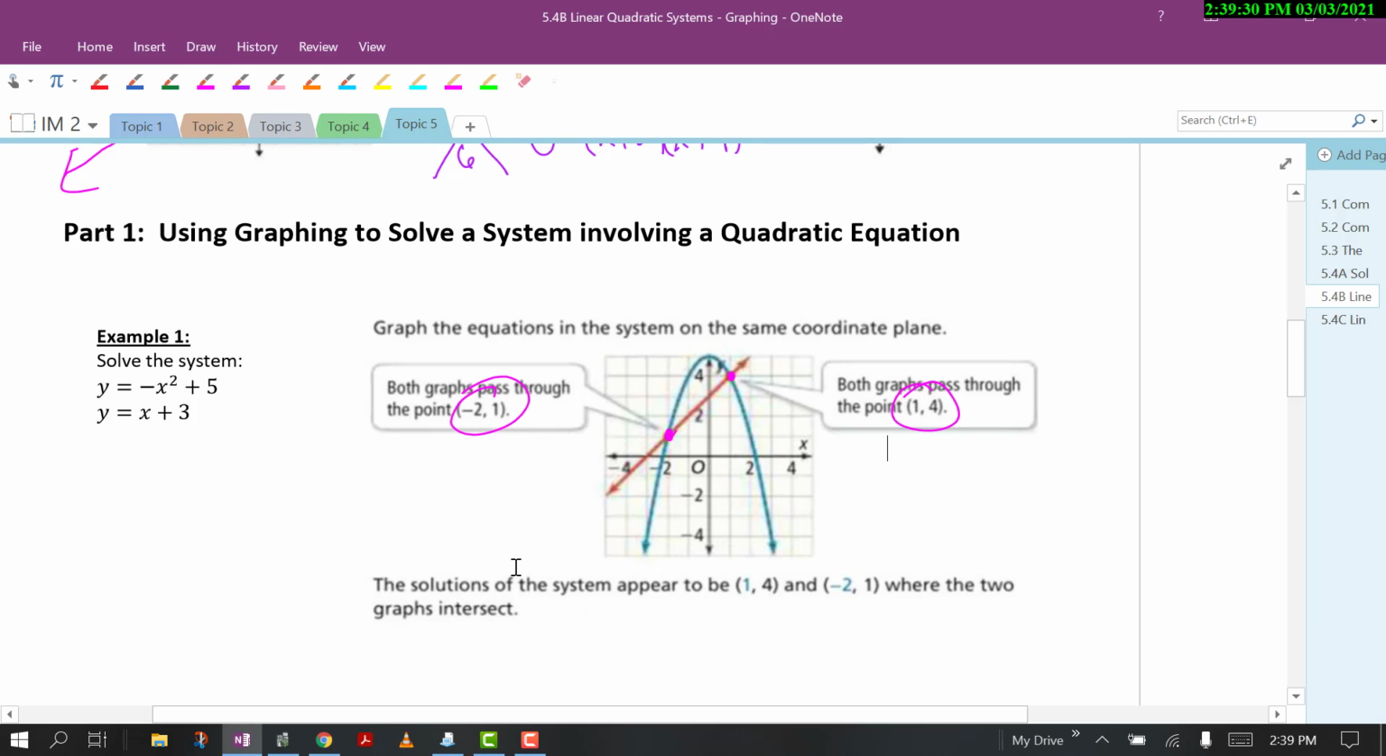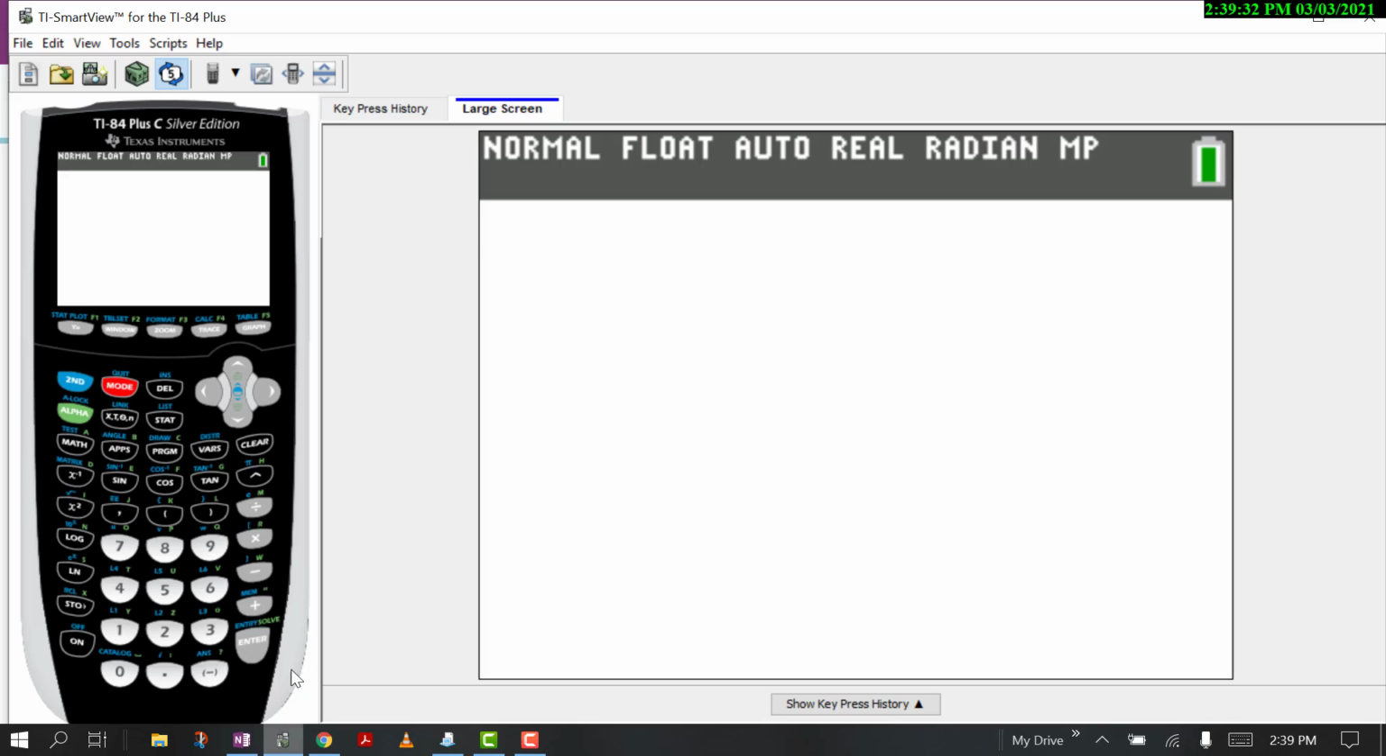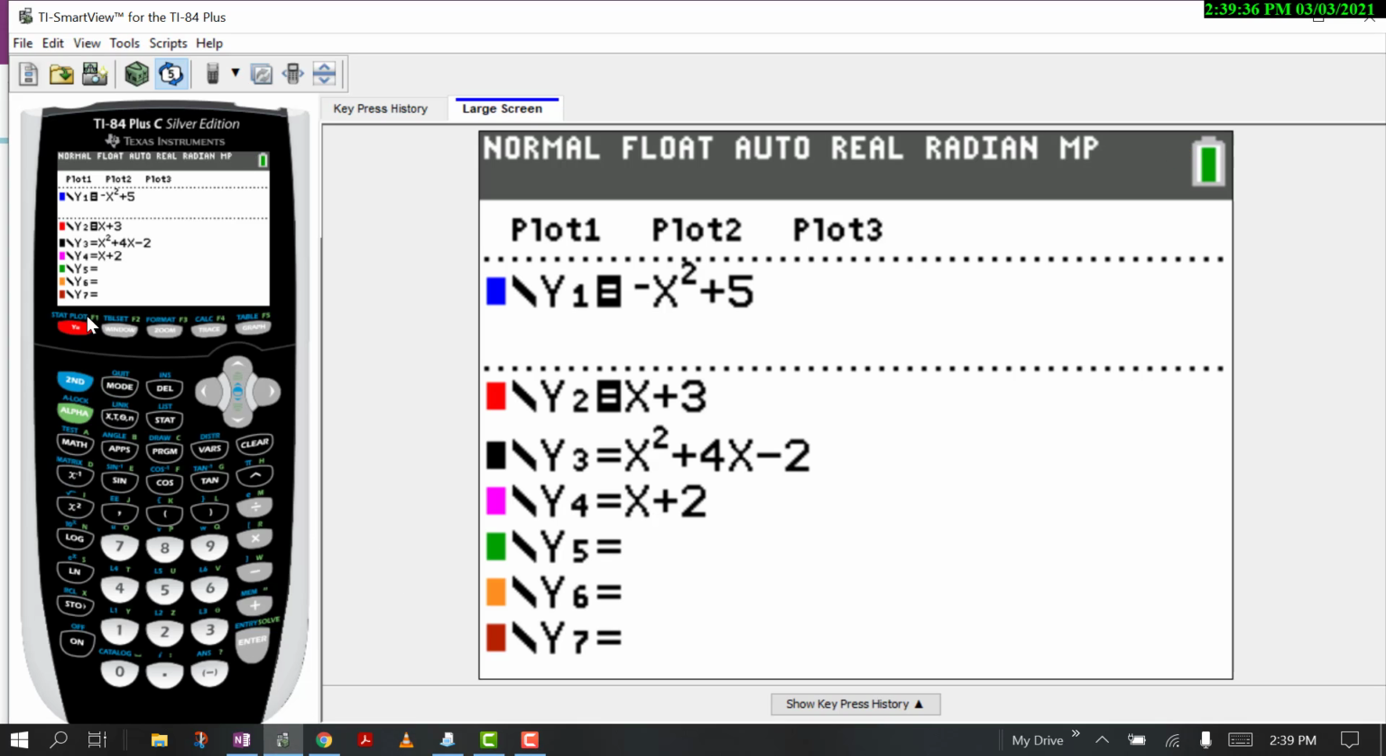So if we're going to do this on a calculator, TI-84, obviously we need to put our equations in our y equals.